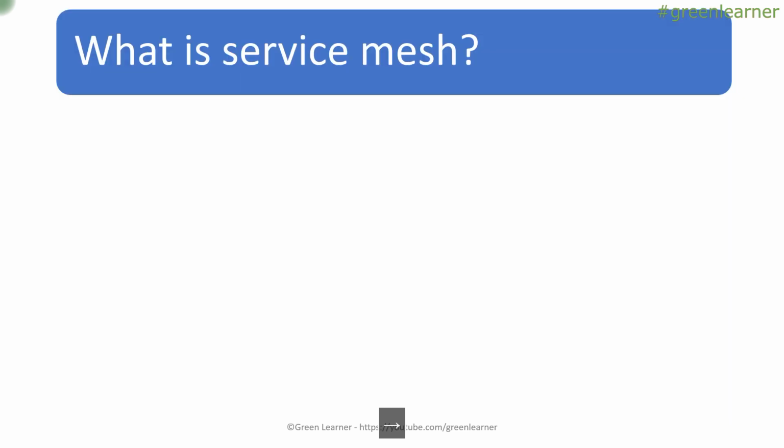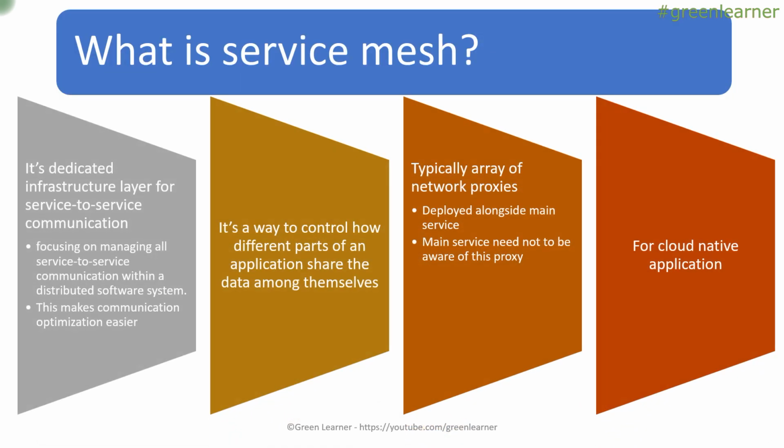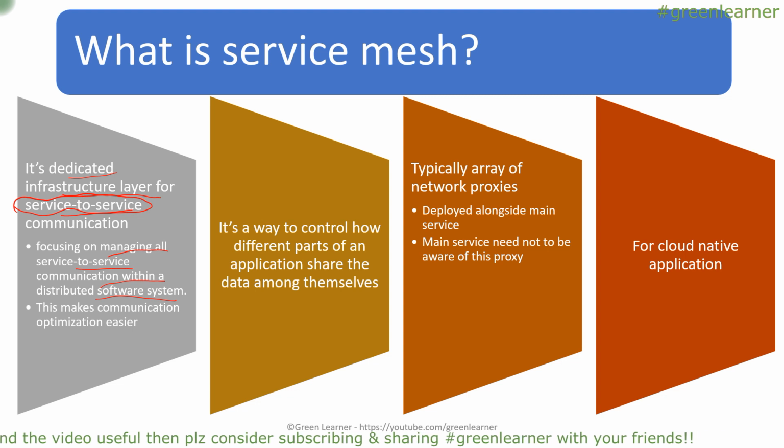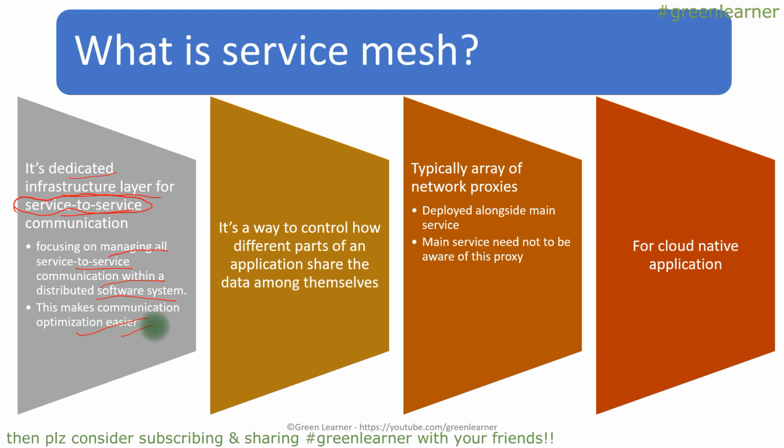What is this service mesh all about? The first point: it is a dedicated infrastructure layer for service to service communication. This point is very important. It is just service to service communication, because once you have sent a request to a particular service, how that service coordinates internally is all taken care of by this layer. It focuses on managing all service to service communication within a distributed software system, and because it is a dedicated infrastructure layer for communication only, optimization is also easy.